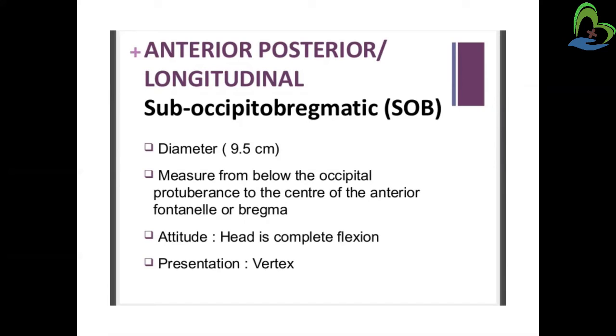The diameter of the suboccipitobregmatic is 9.5 centimeter and is measured from below the occiput region to the center of the anterior fontanelle or bregma. So this is the measurement from the suboccipital bone to the bregma, and this distance is 9.5 centimeter. The attitude means the head is completely flexed, and the presentation is vertex.